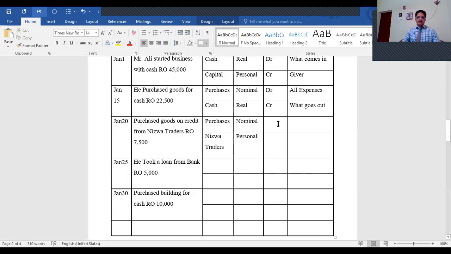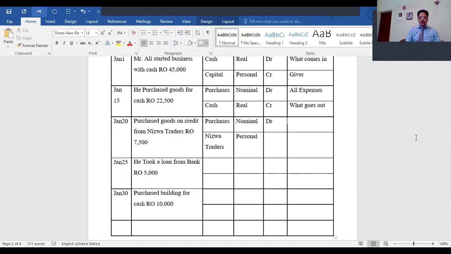Now you can tell it is a nominal account. Purchase of goods: what happened, did the expense increase or decrease? Expenses are a nominal account, so purchases, your goods or expenses, are increasing. First you have to understand that nominal accounts are accounts of expenses, losses, incomes and gains. Then you have to understand which rule is to be applied. Not increase or decrease, that rule is different. Here we are checking whether purchase is an expense.